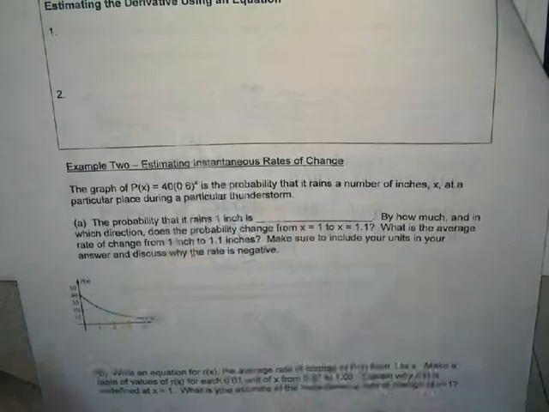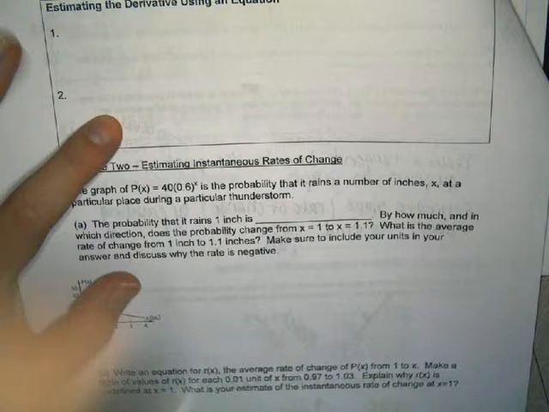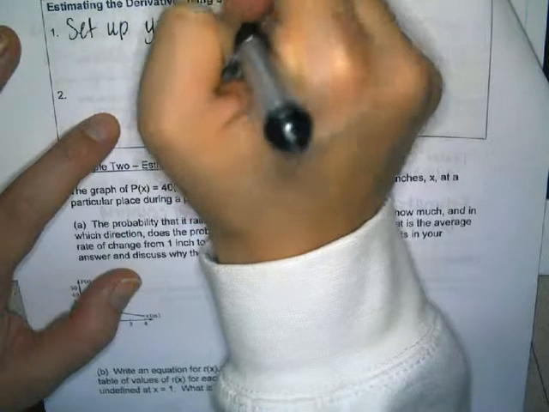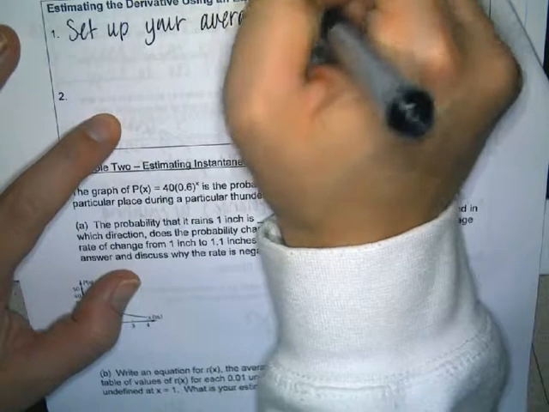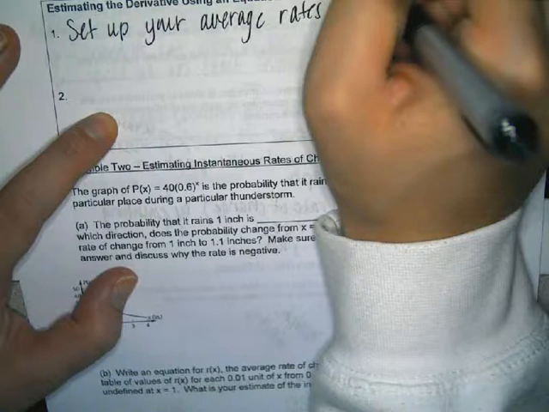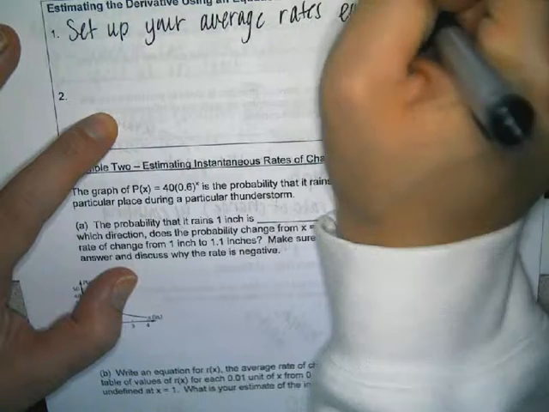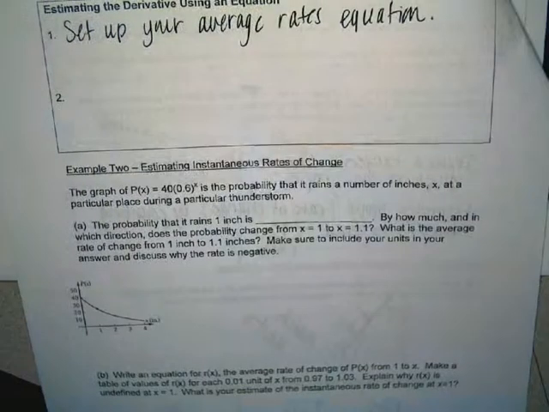Now, if you don't have a calculator, it would be good for you to have one for this particular problem. So grab one from a table around you, because there are lots scattered around. Okay, once you set up your average rates equation, we're going to put your new average rates equation into your calculator.